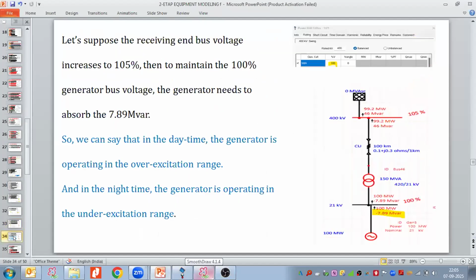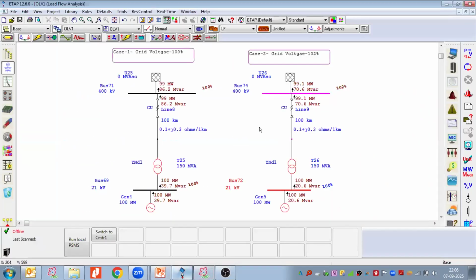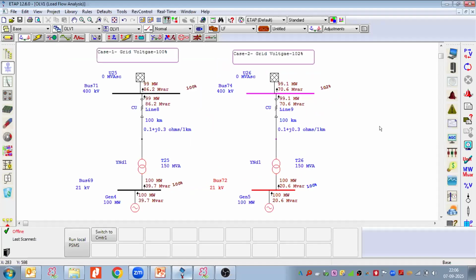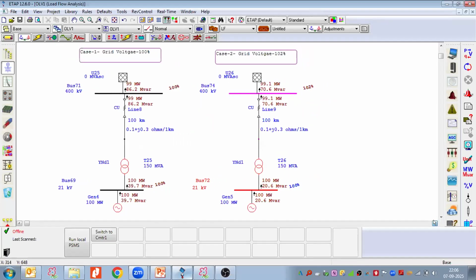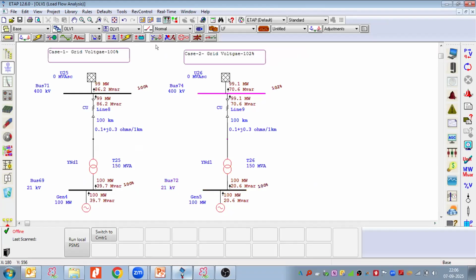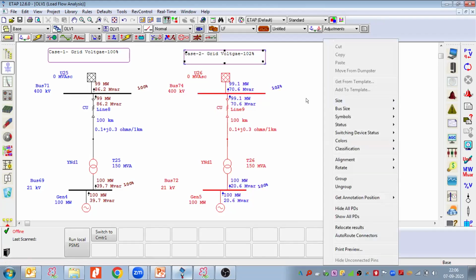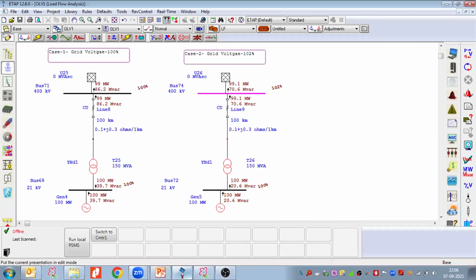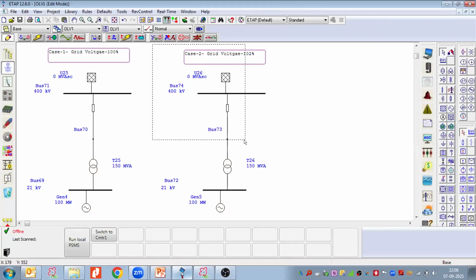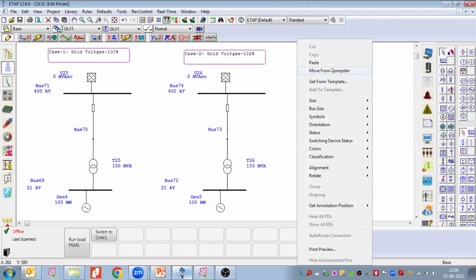Now, let us suppose the receiving end bus voltage increases to 105%. In that case, again we can copy another case. So select the entire case, then Control C, and move from temperature. Go to the edit mode. Control C, move from temperature.